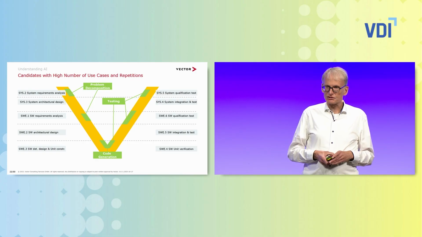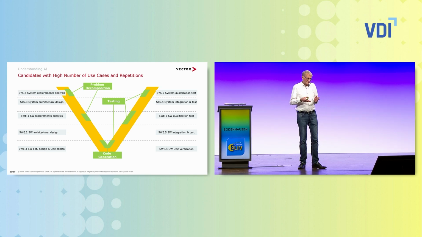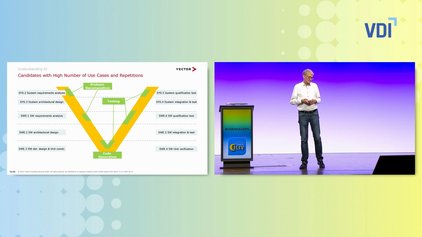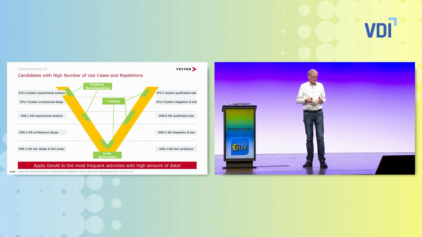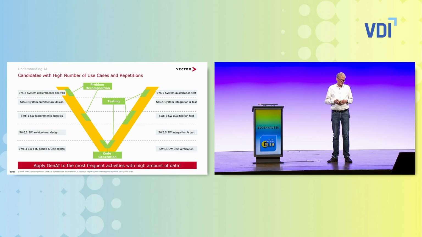And the same for code generation. Many, many code lines written, touched many, many times, so we have lots of data, we have lots of applications. And this is important because we need them for the adaptation of the algorithms.